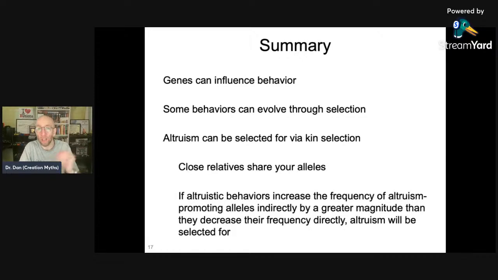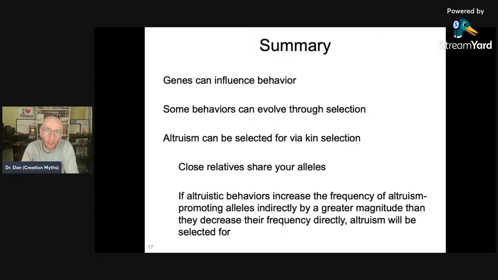And again, to just briefly summarize what's going on here, it's really simple once you think about it. Close relatives share your alleles. So if altruistic behaviors increase the frequency of altruism promoting alleles indirectly, that is to say, in the offspring of other people, by a greater magnitude than they decrease their frequency directly, in your own offspring, the altruism will be selected for, right?